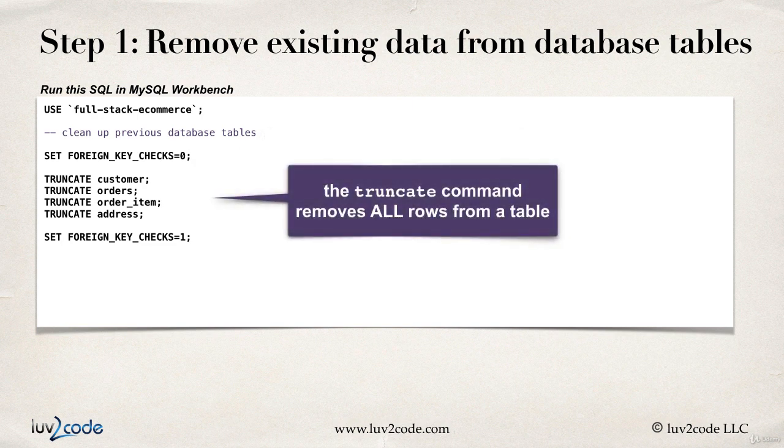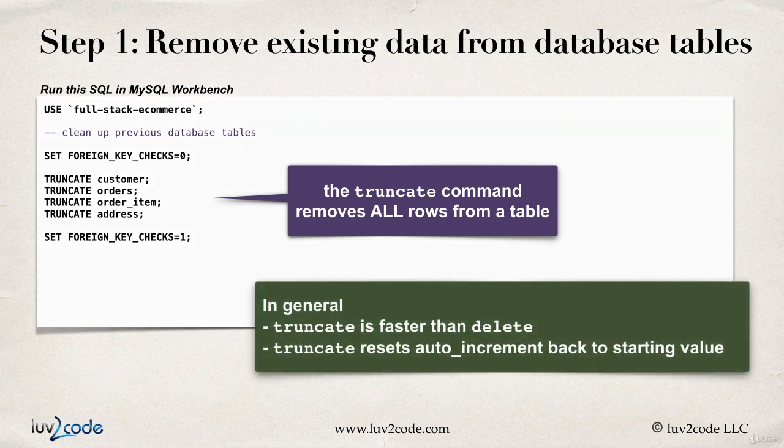And now we use the truncate command to remove all the rows from a table. So I do a truncate on customer, orders, order item, and address. These are all of the tables related to our customer checkout. Now you may wonder about truncate versus delete. In general, truncate is faster than delete for very large data sets. Also, truncate resets the auto increment back to the starting value. There are some other subtle differences between the two, but here we'll just make use of truncate.